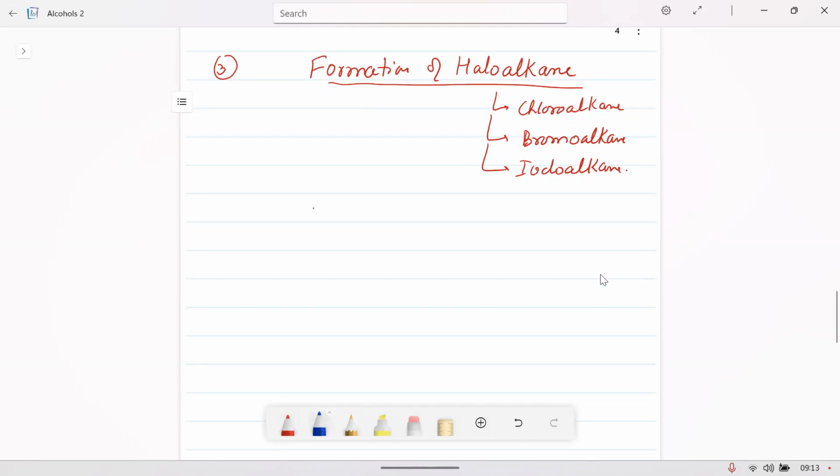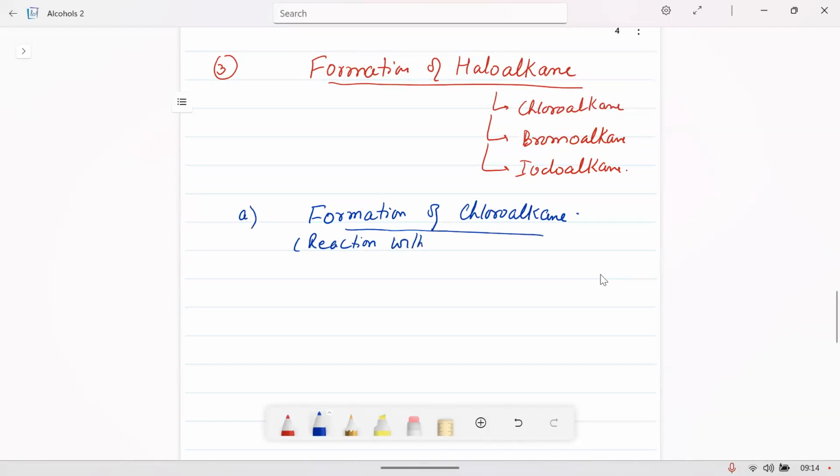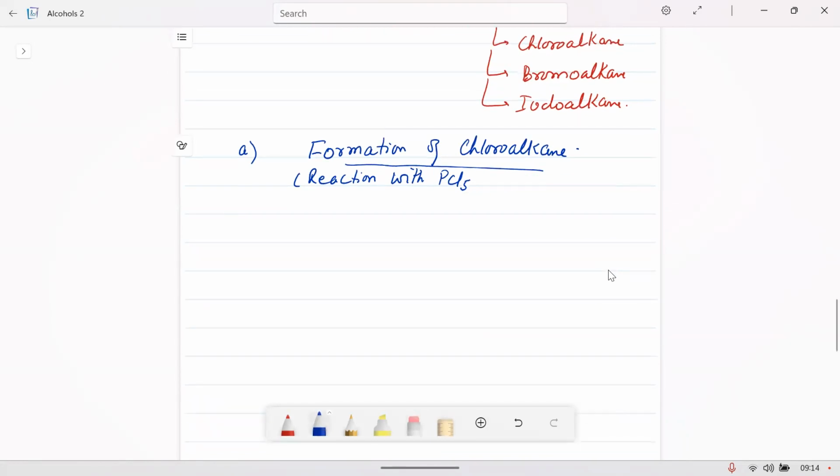That is according to your specification. So let's first start with the formation of chloroalkanes. How to make a chloroalkane. Now this is also called a reaction with PCl5, phosphorus pentachloride. That means the phosphorus has an oxidation state of 5 over here. And this is a white solid. You need to know this.